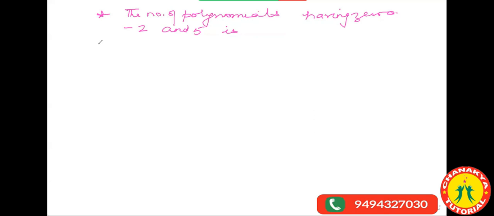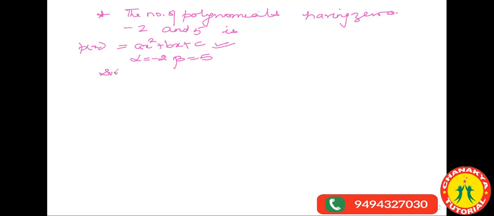How? See, beta, your standard equation is ax square plus bx plus c. This is your polynomial. This is your standard equation. Your mic should be on unmute. Okay. This is your standard polynomial. Now you have given two zeros. So alpha is equal to minus 2 and beta is equal to 5. Got it, this thing? Yes, ma'am.